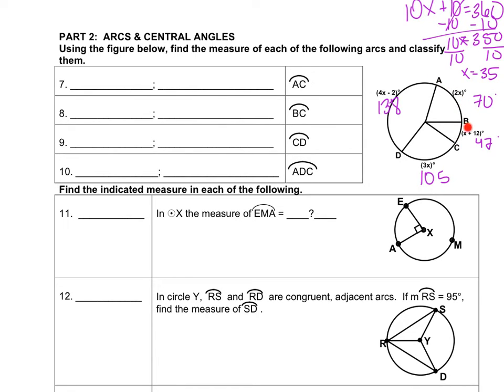So you're really just adding two different values up. I'm adding 70 and 47. So that degree, 70 plus 47, is 117. So my degrees are 117. Since this is less than 180, it is a minor arc.